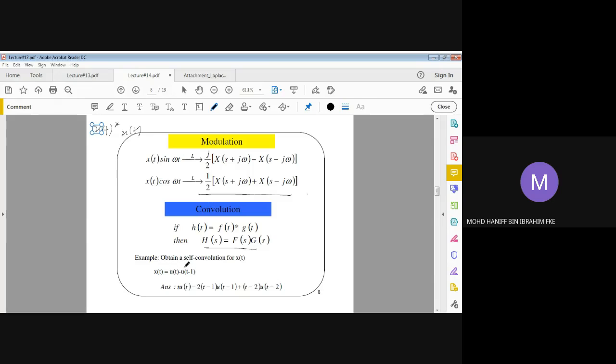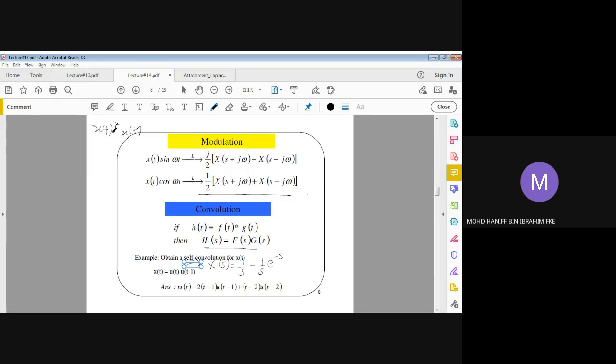In terms of the Laplace transformation, it will be X(s) equals 1 over s minus 1 over s exponential of negative s. This is the Laplace transform for this x(t).